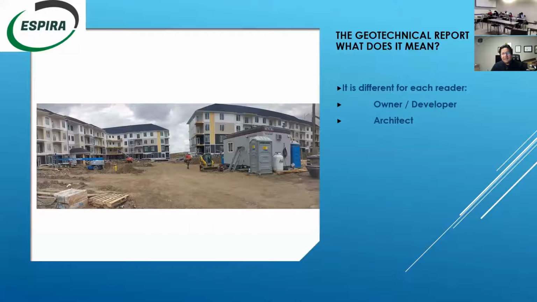Architect. A lot of times, the developer or owner hires an architect to manage all the other consultants. And architects are also looking for similar information to what the owner is looking for. Can we build the structure that we want to build in this particular land? Engineers, especially structural or municipal engineers, require data from a geotechnical engineer to design.